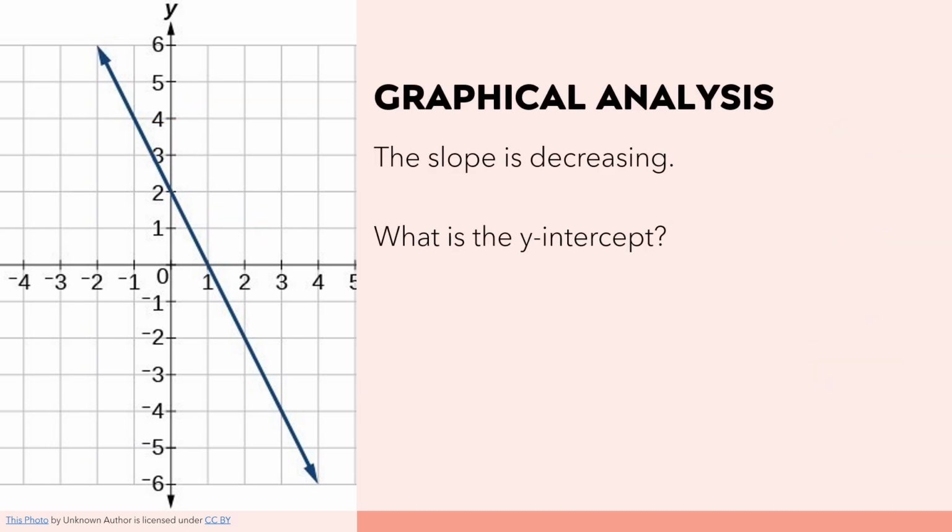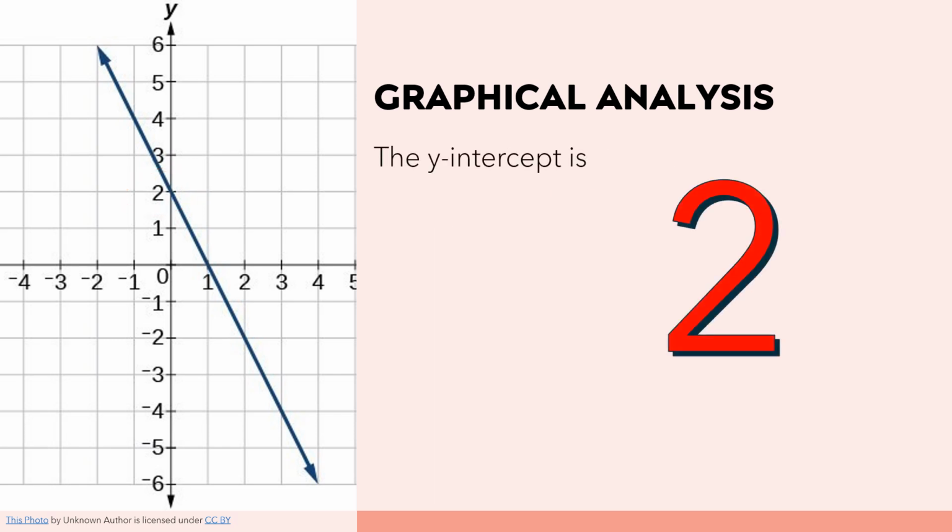So the slope here, it's decreasing. We've established that. Do you remember what the y-intercept is? That's where it crosses the y-axis. So just so we're clear, the y-intercept here is 2. And the slope, just for fun, it's decreasing. It's going down.